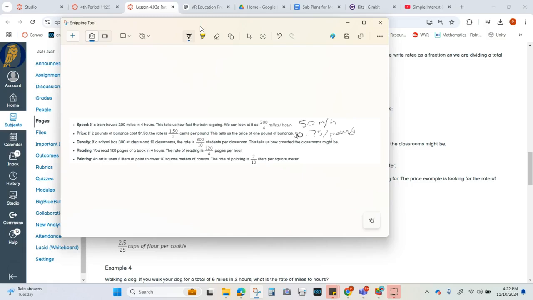Unit rate, because the second number is 1. 50 miles per 1 hour. 75 cents per 1 pound. So ratios compare things, rates compare things, but unit rates are different because unit rates have the second number being 1, like miles per hour, pages per hour, dollars per pound.